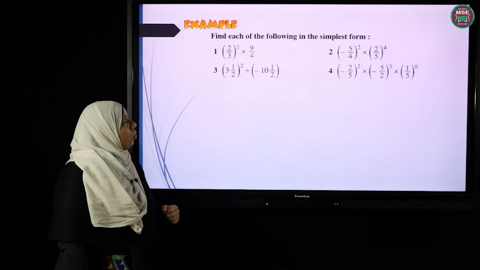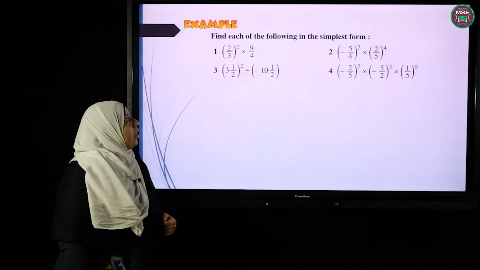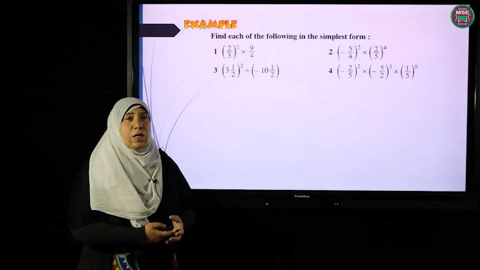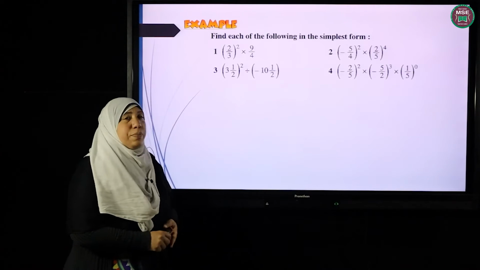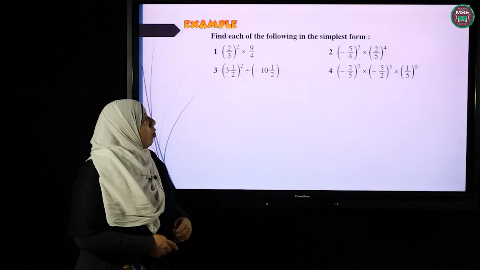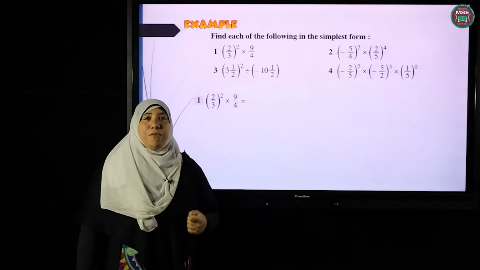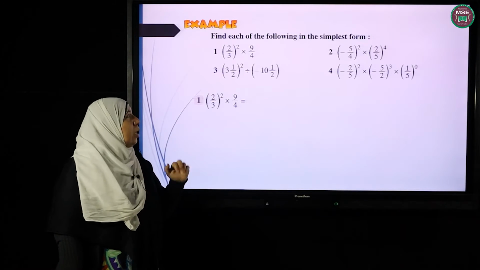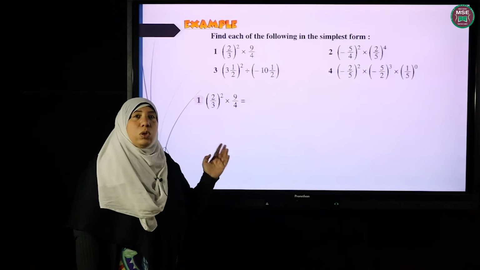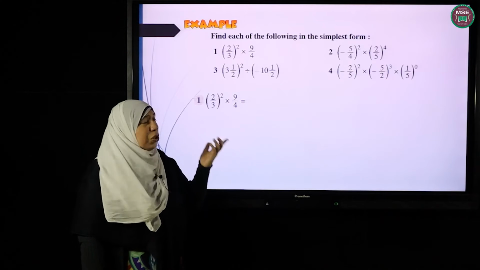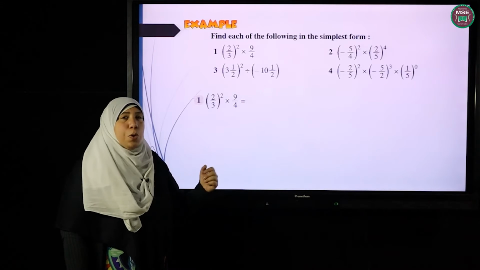I have an example. Find each of the following in the simplest form. I have an operation here, 2 over 3 raised to power 2 times 9 over 4, and so on. We will take one by one. Number 1, I have a number raised to power 2 times 9 over 4. Now I will not think about the number being even or odd, because 2 over 3 is a positive number.